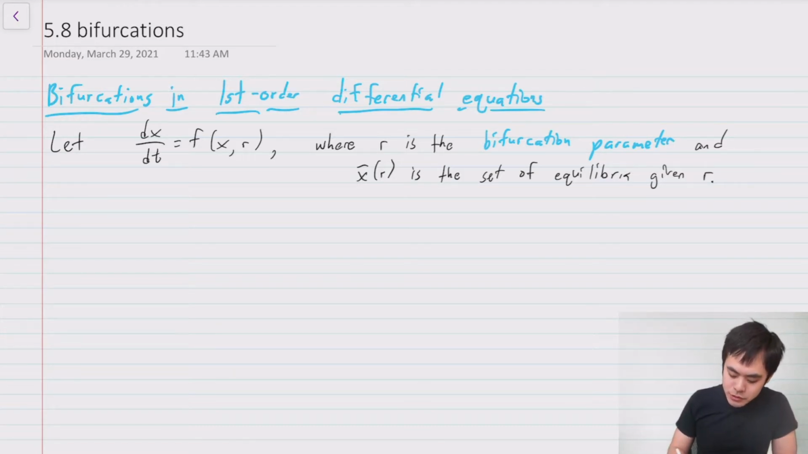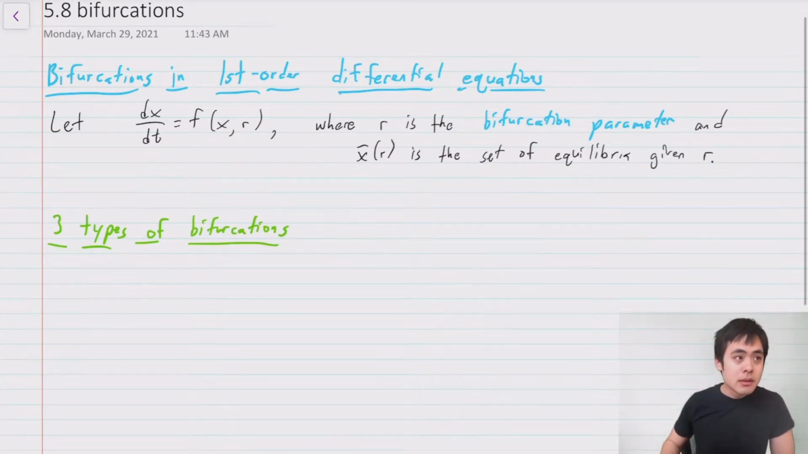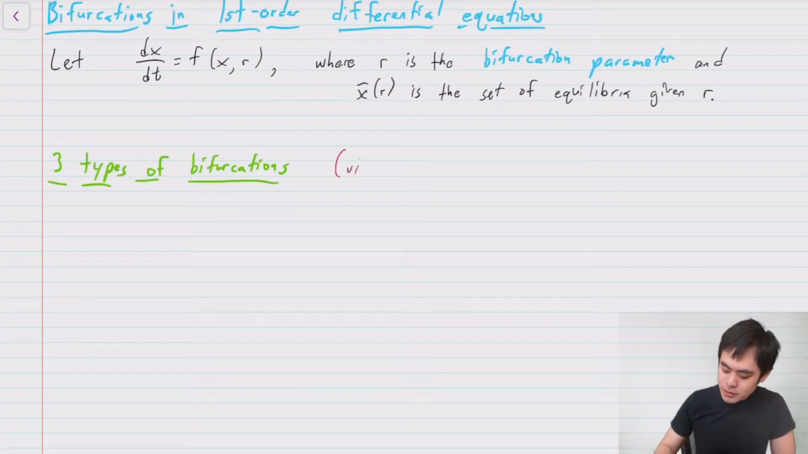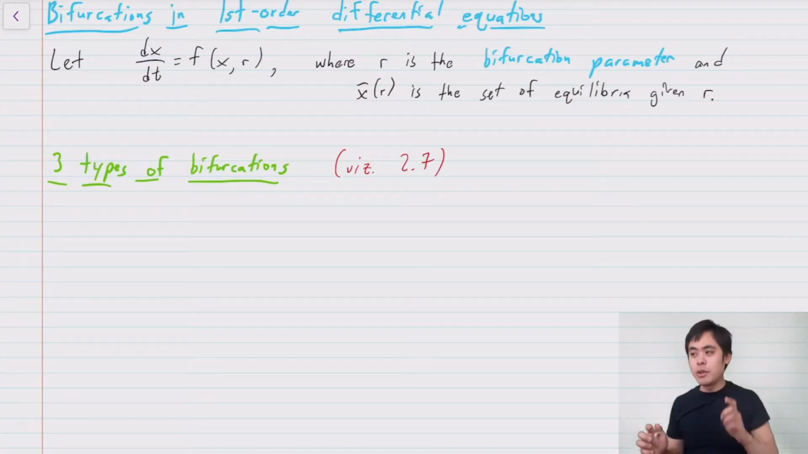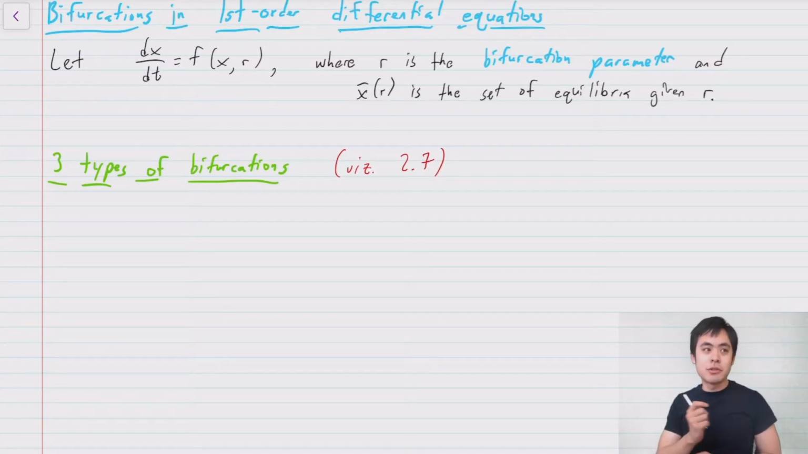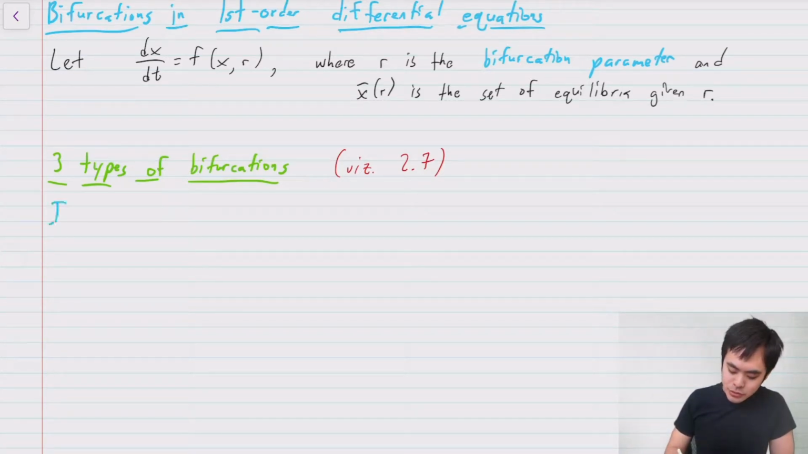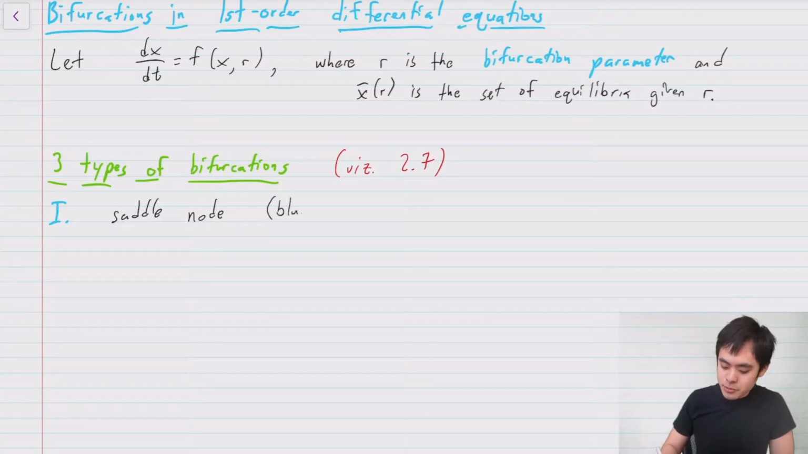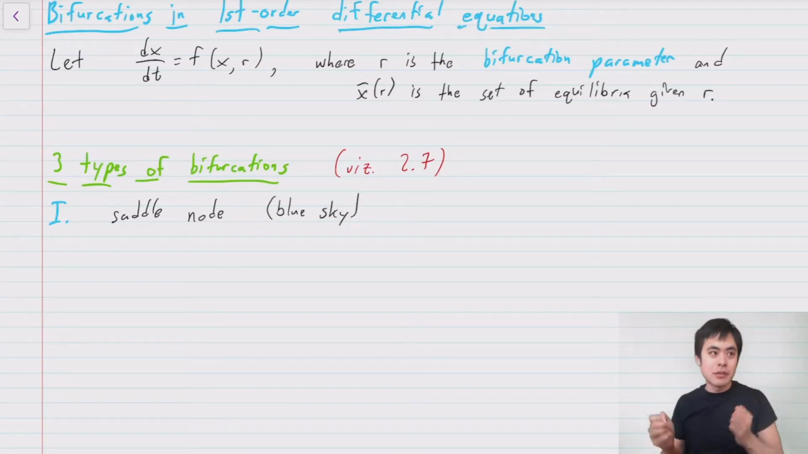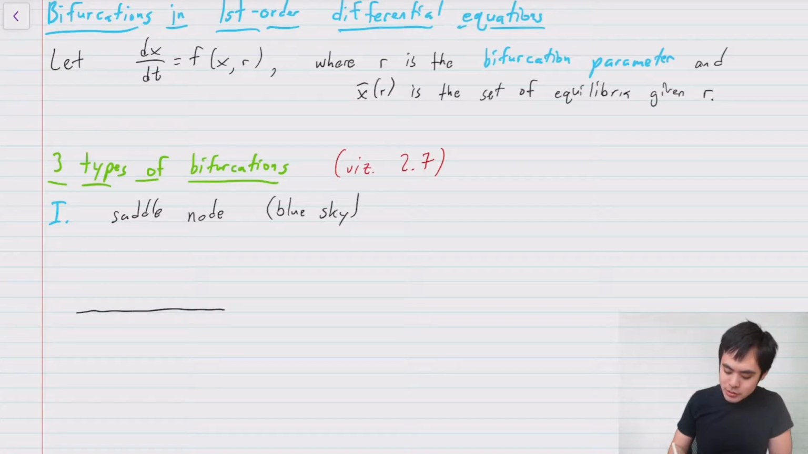Okay, so we're going to first start by reminding you of three types of bifurcations. You can compare this against section 2.7, where we did basically the same thing, with one very, very important difference for difference equations. First, let's start with our saddle node bifurcations. I prefer to call these blue sky bifurcations since they appear and disappear out of nowhere.